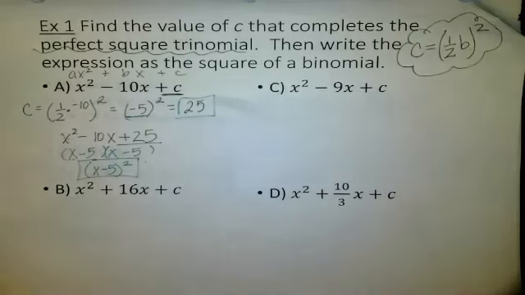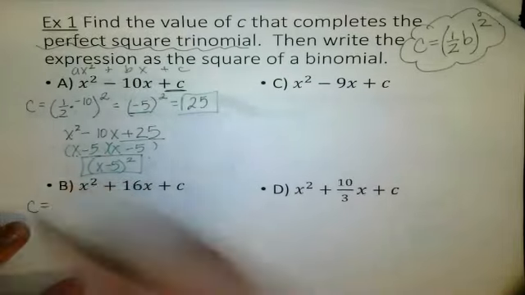Okay. So letter B, x squared plus 16x plus c. How do we figure out that c value?